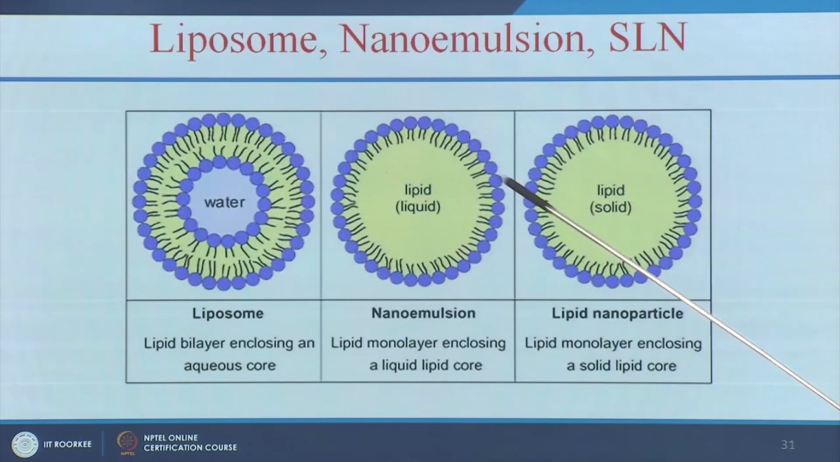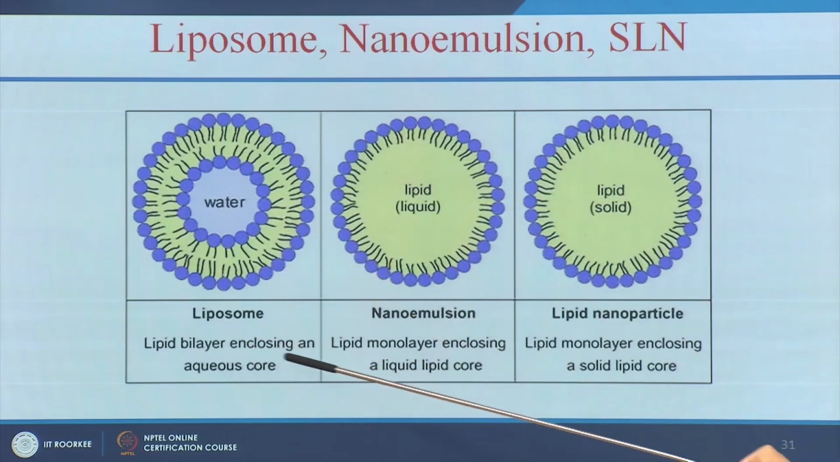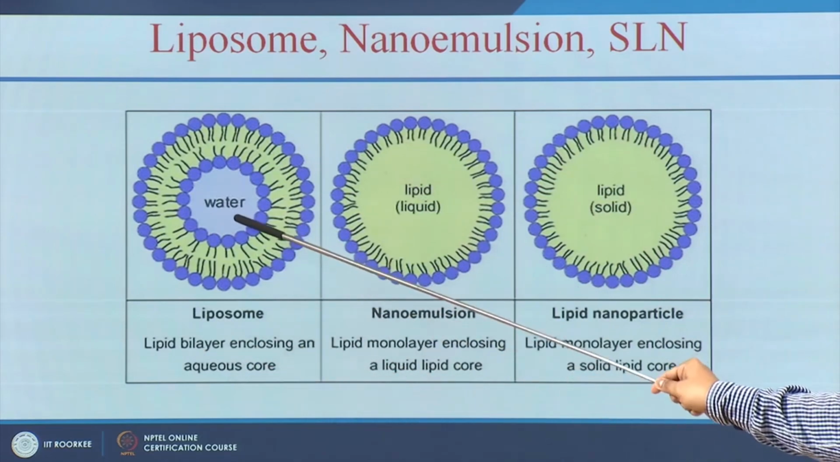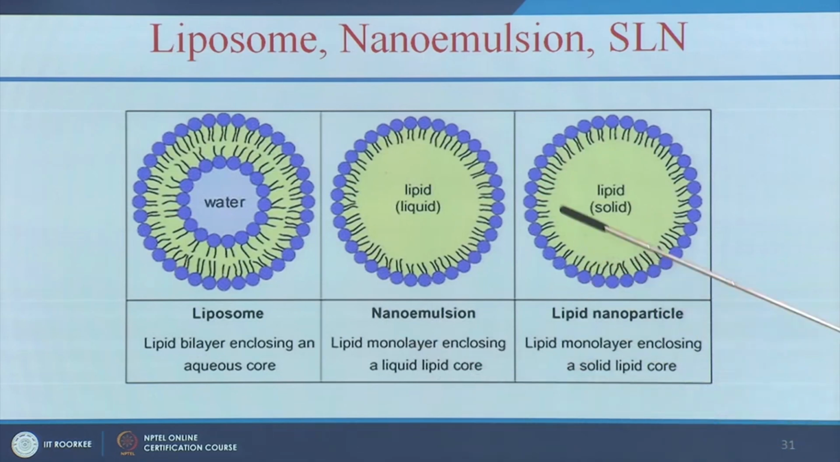So, let us see the difference between the liposome, nano emulsion and lipid nanoparticle. Here in liposome, the lipid bilayer encloses an aqueous core, okay, here it is water. In nano emulsion, the lipid monolayer encloses a liquid lipid core, and in case of lipid nanoparticle and solid lipid nanoparticle, the lipid monolayer encloses a solid lipid core.